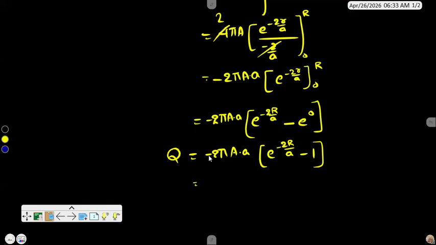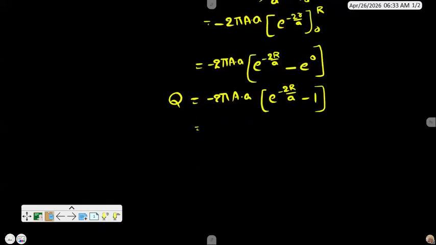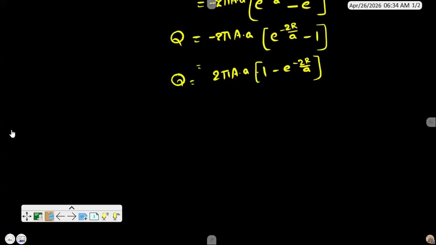Now, if I multiply this minus inside, how much would it become? Q is equal to 2 pi capital A small a into e power minus 2r upon A plus 1 and minus 1 to this. That would be minus 1 minus e to the power of minus 2r upon A. This is what we are going to get when I multiply this minus inside. If I send this on that side, that would be q by 2 pi capital A small a is equal to 1 minus e to the power of minus 2r upon A.